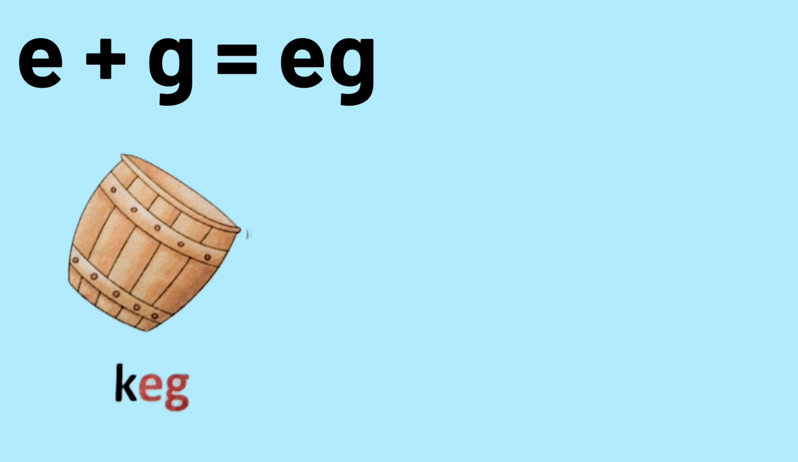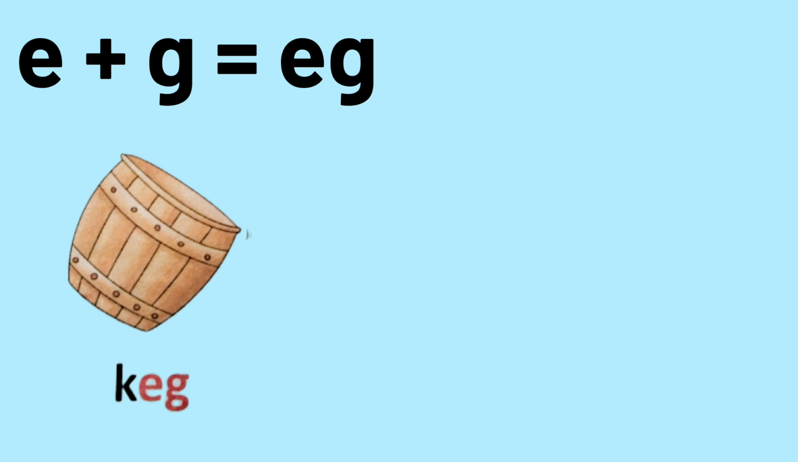Now, E plus G is EG. And E sounds like A and G sounds like G. So when we pronounce them together, it gives us egg. Now, in the first example, you can see that it is K-E-G.